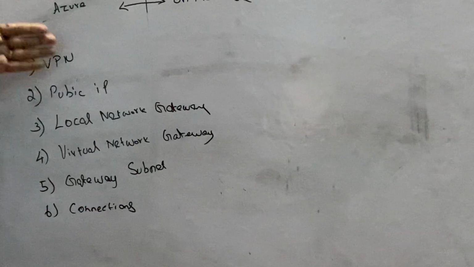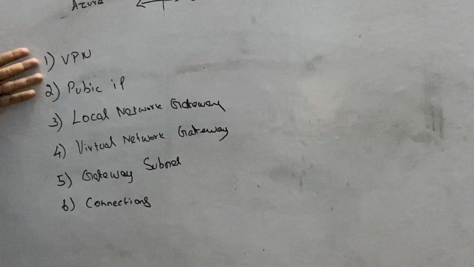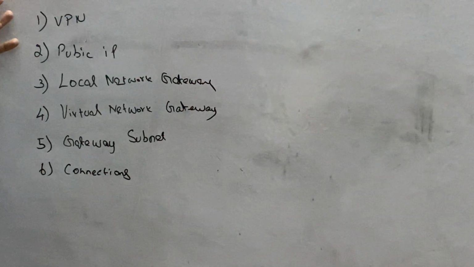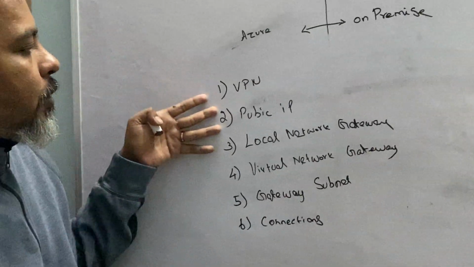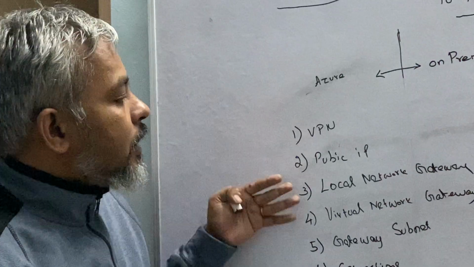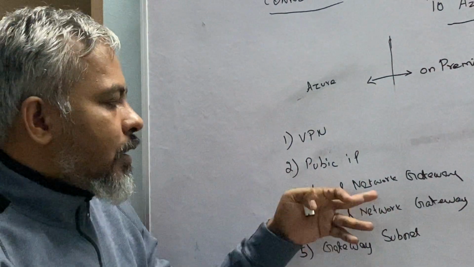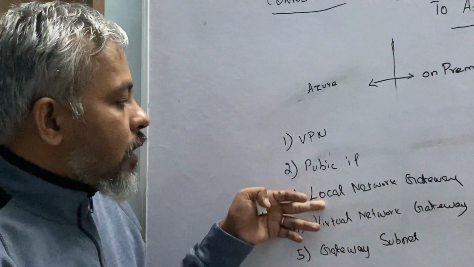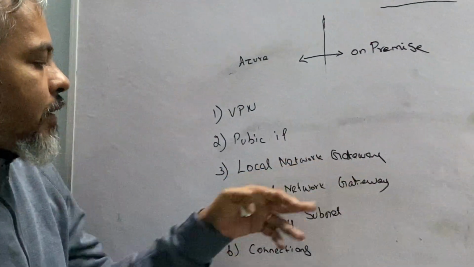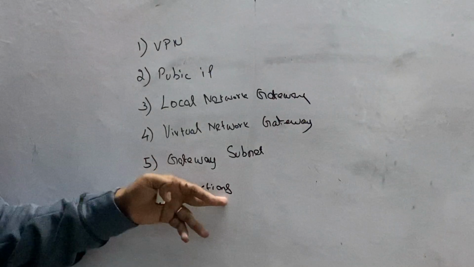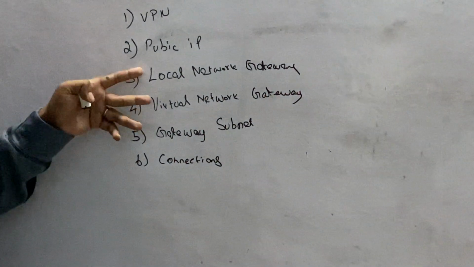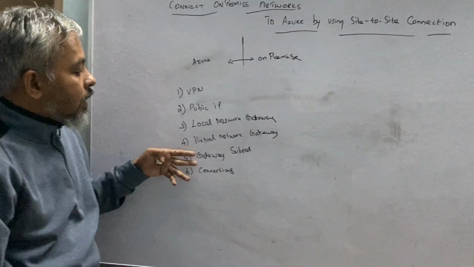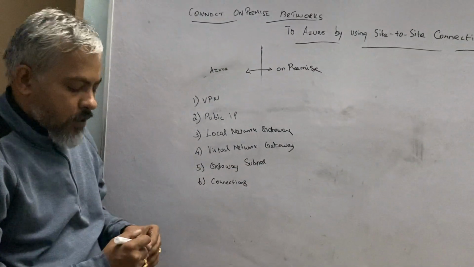So basically, in order to create site to site connections, you need to create a virtual private network to mask the IPs. Then you need a public facing IP. Then you need to create a virtual network gateway and a local network gateway, and you create a connection so that the local network and virtual network talk to each other, and their gateway subnet.